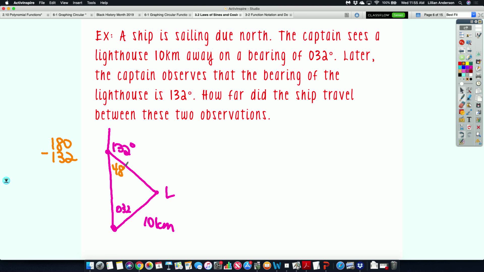Because it said that later. So he's sailing. At one point he sees the lighthouse at 32, and then later in his travels, further down the way, he saw the lighthouse again at a different bearing. So he had to pass the location of the lighthouse to see it at a different bearing. You are trying to figure out the distance between those two observations. And I can use the sine rule here.